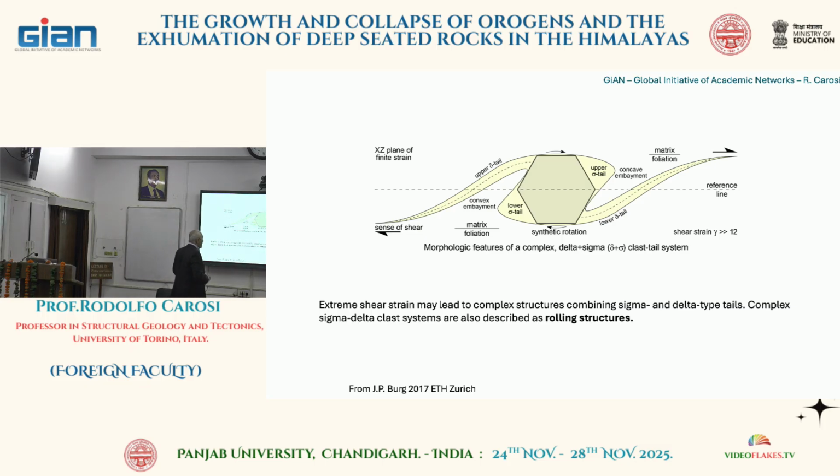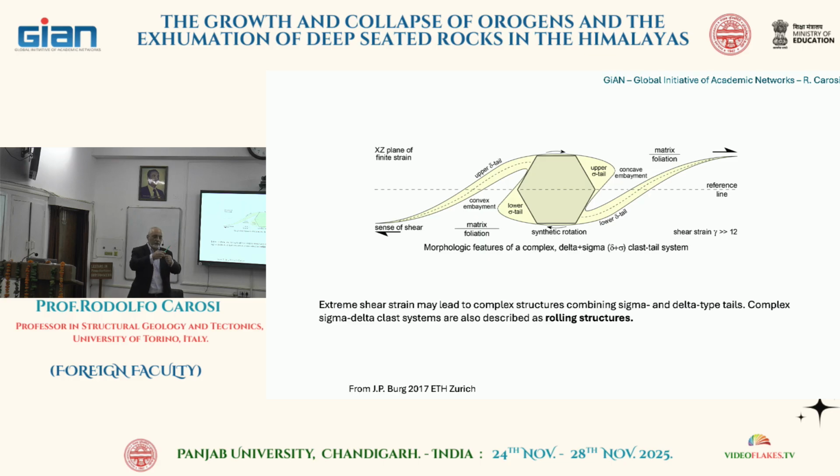Sometimes there are structures named rolling structures, like Rolling Stone, the music band. It is different, but you can have delta tails and sigma tails in the same porphyroclast. Why can we find this kind of feature in one single porphyroclast? Because maybe the porphyroclast changes its velocity of rotation.